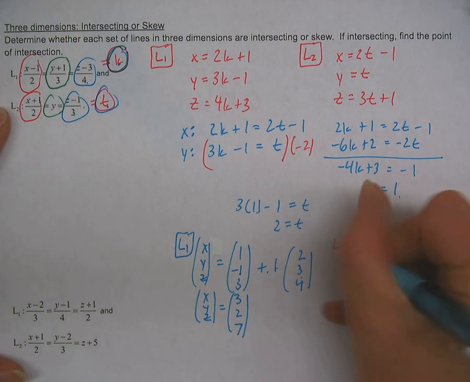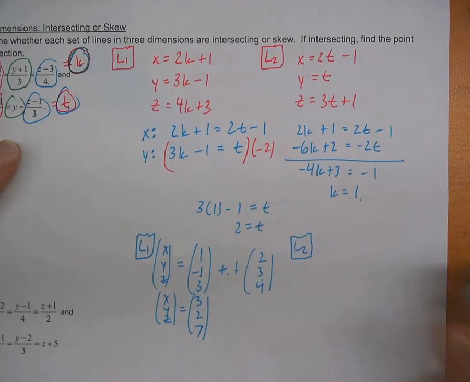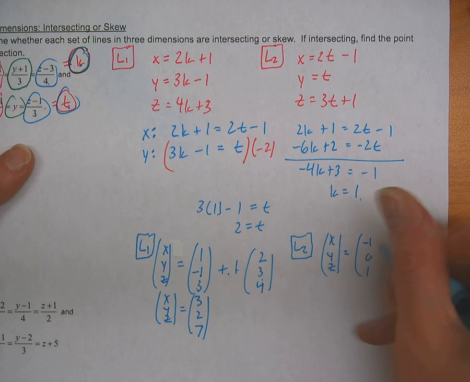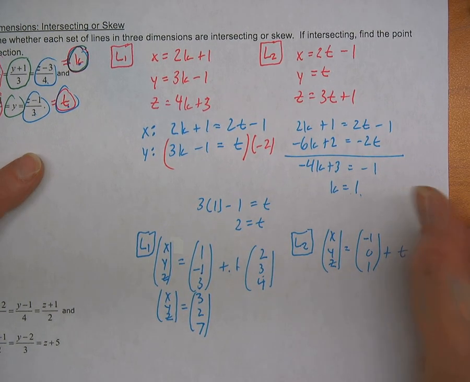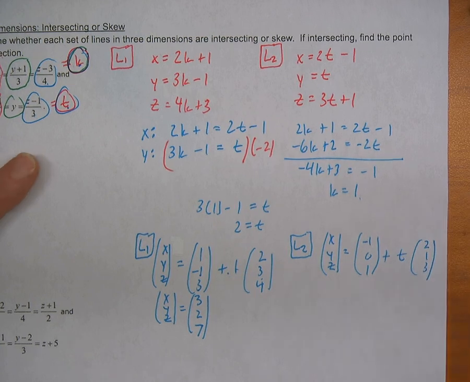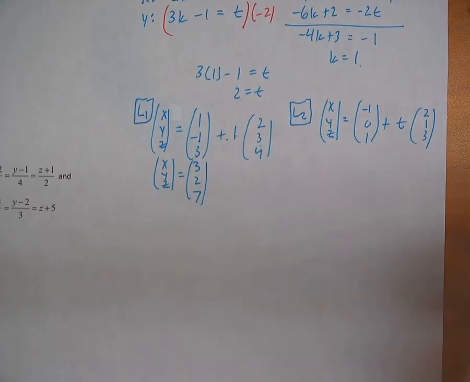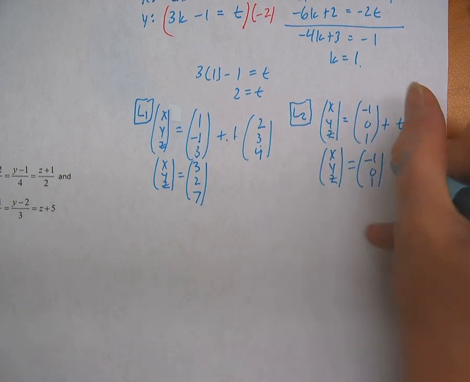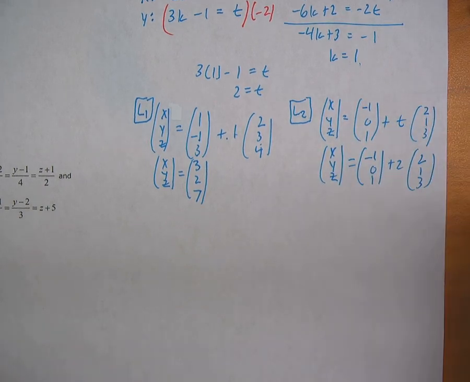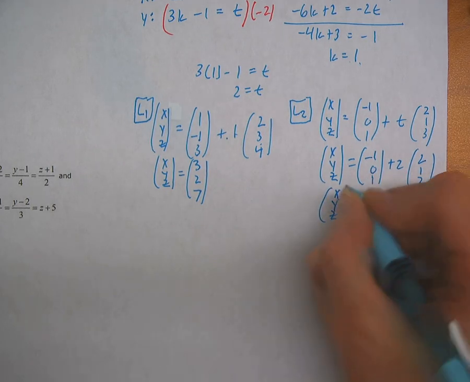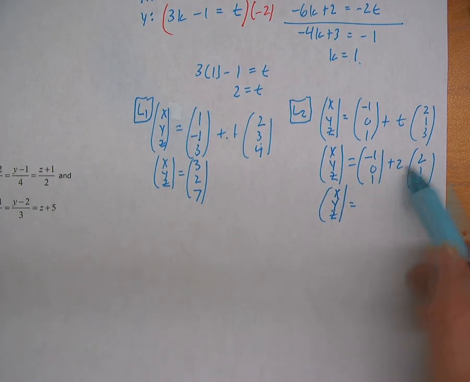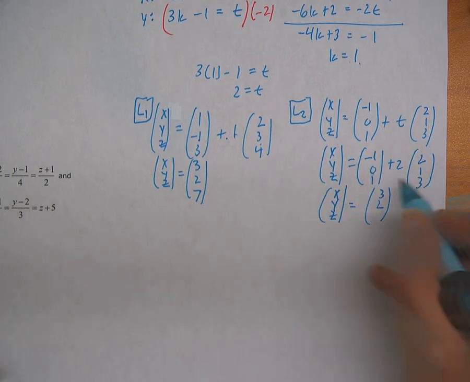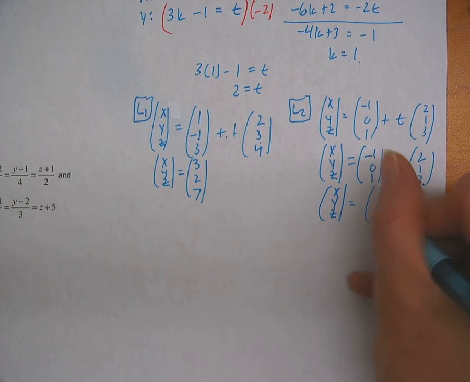Let's do the same thing for line 2. So I'm going to take XYZ equals negative 1, 0, 1 plus T 2, 1, 3. Okay, so now I'm going to plug in T equals 2 there. And I'm going to see how that turns out. So I get negative 1 plus 4, so 3. 0 plus 2, so 2. And 1 plus 6, so 7.